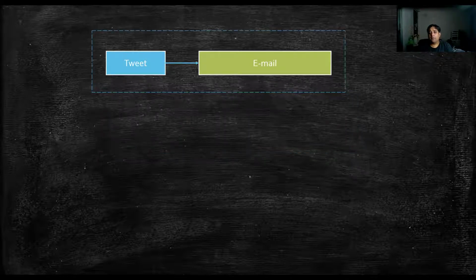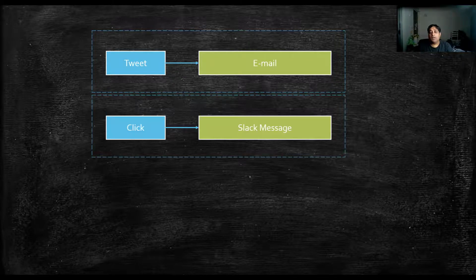So for example, you can have a flow where the trigger is a tweet and the action is an email. You would like to create a flow that sends an email to your email ID every time someone tweets about your company. In this case, the trigger itself is the tweet about your company and the action is the email to yourself.